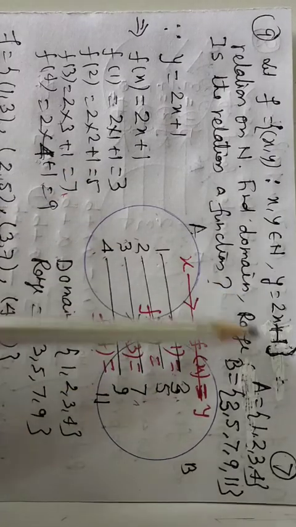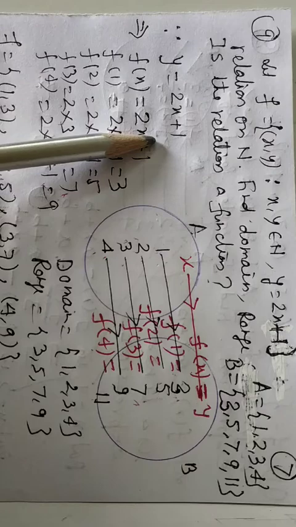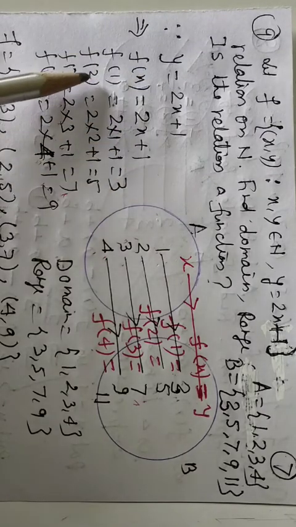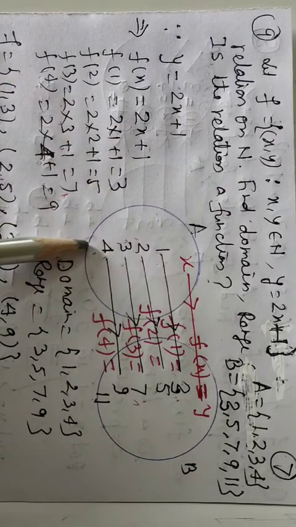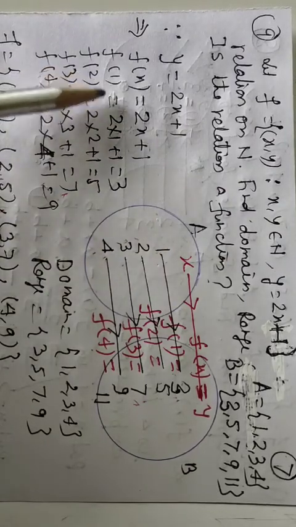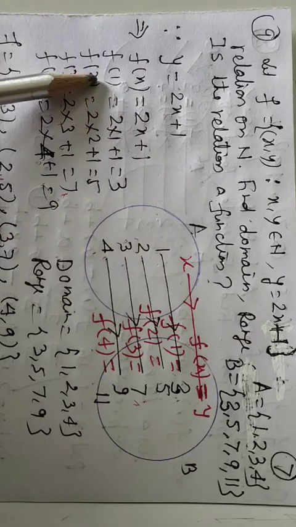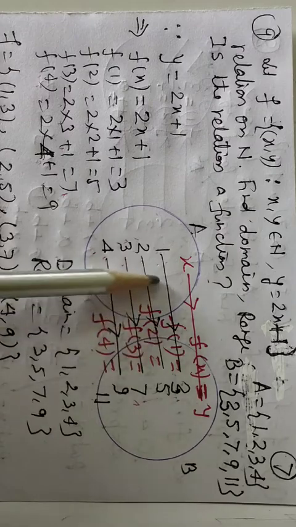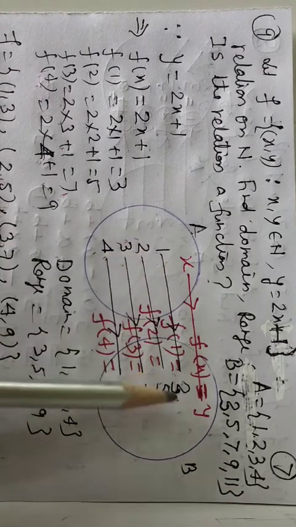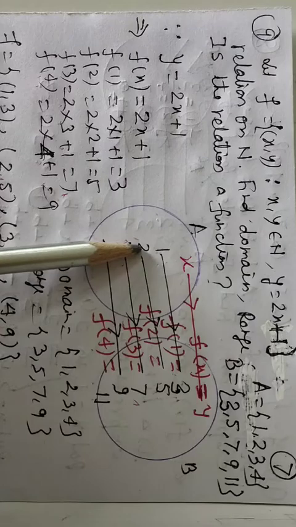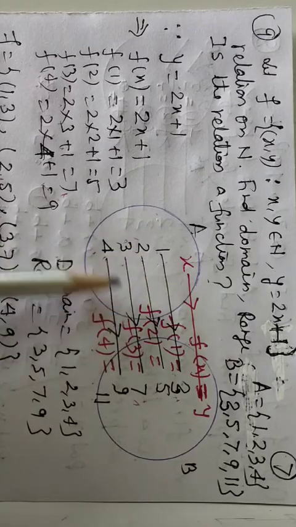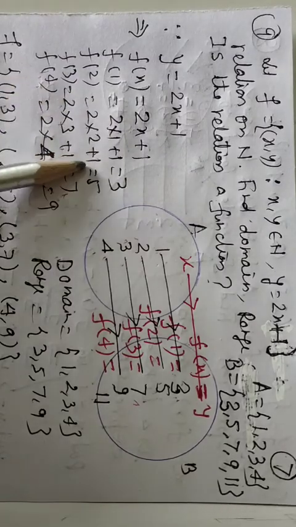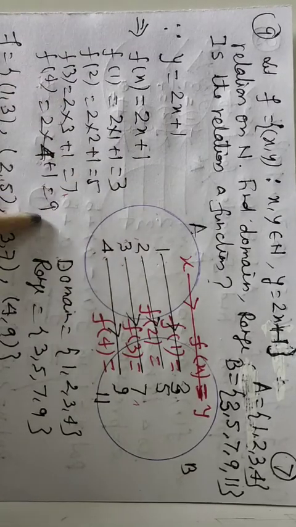Now since y is equal to 2x plus 1, you already know that y is called f(x). So f(x) is equal to 2x plus 1. Putting x equal to 1, 2, 3, 4, we get the values. If x is equal to 1, then f(1) is equal to 3. 1 goes to 1 when it reaches set B, it becomes f(1), 2 becomes f(2), 3 becomes f(3), 4 becomes f(4). And the values of f(1), f(2), f(3), f(4) are available: 3, 5, 7, 9.